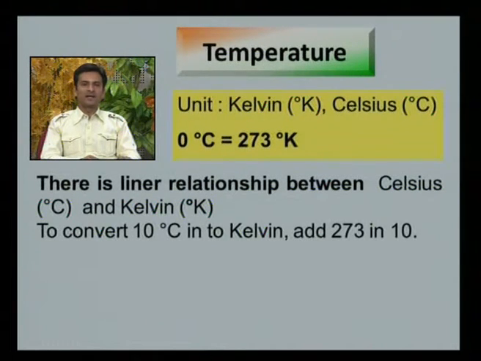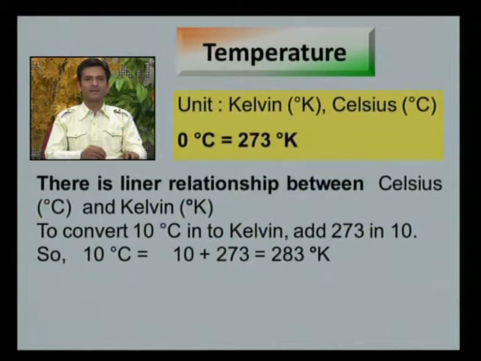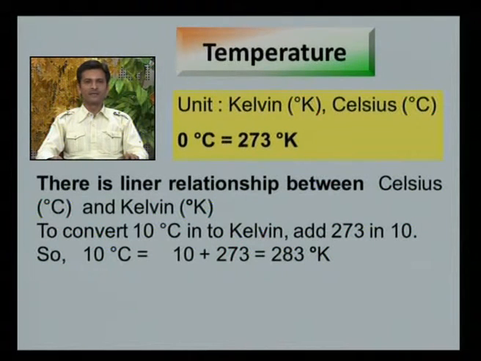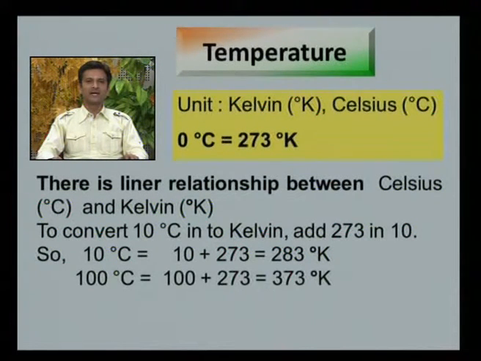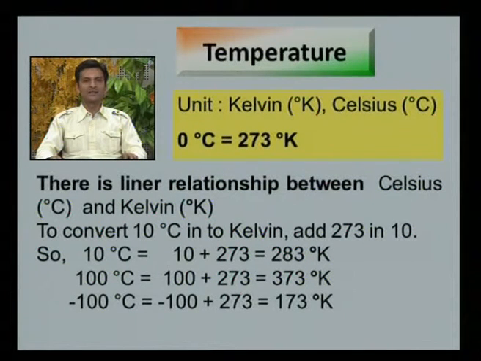To convert 10 degree centigrade into Kelvin, add 273 to 10, that is 10 degree centigrade is equal to 10 plus 273, that is 283 degree Kelvin. 100 degree centigrade is equal to 100 plus 273, that is 373 degree Kelvin. Or say minus 100 degree centigrade means minus 100 plus 273, so that is 173 degree Kelvin.